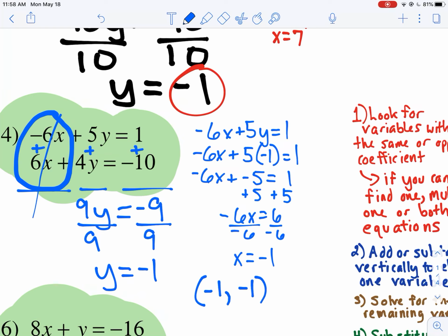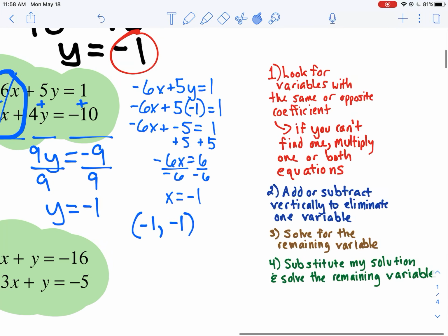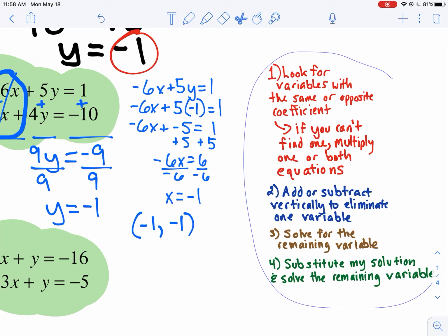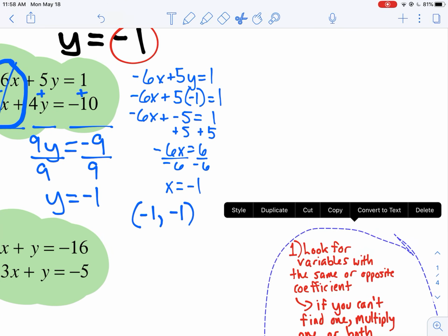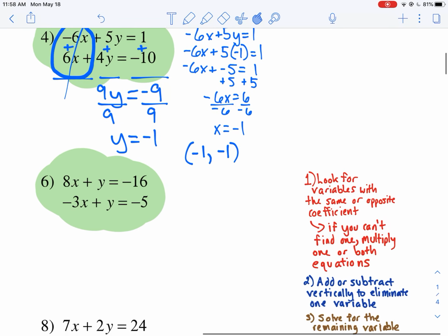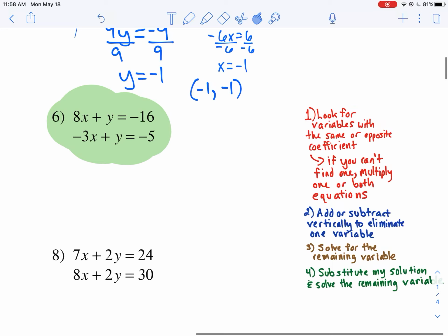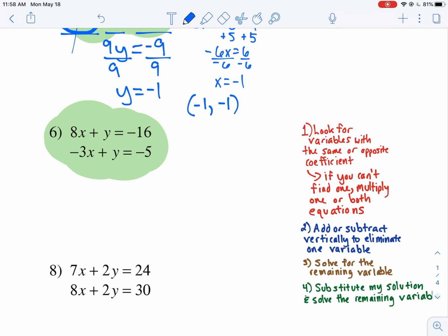So hopefully this is helping you a little bit. We're going to do 2 more. I'm going to bring my steps on down so that way I have them here. Again, you guys have access to the notes. Okay, let's do this. All right, now let's take a look. All right, so we're looking for variables with the same or opposite coefficients.